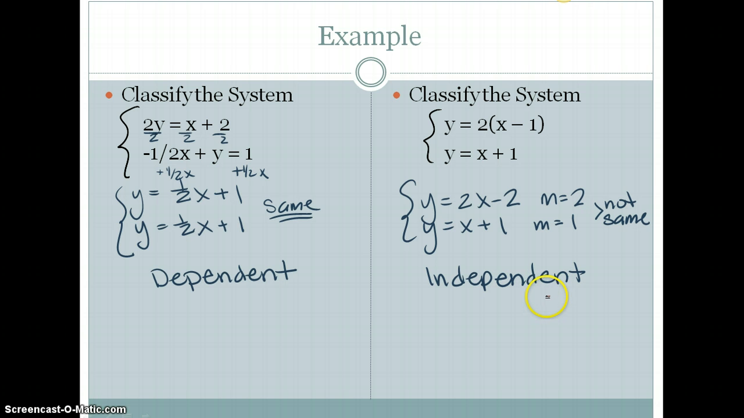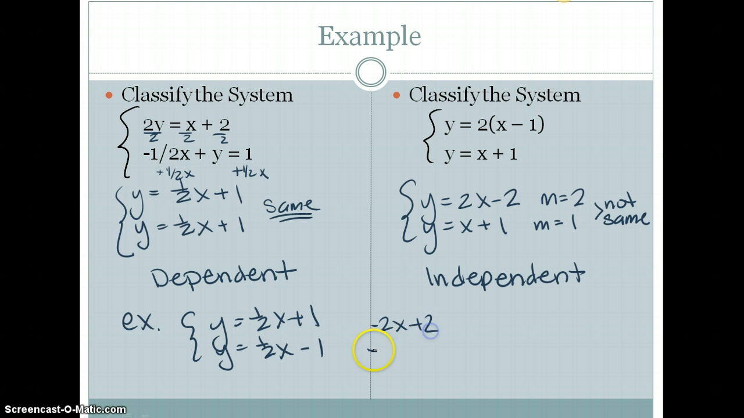An example of inconsistent would be if your slopes are the same, but your y-intercepts are not. From your quiz today, negative 2x plus 2 and negative 2x minus 2 was an example of one that would be inconsistent because it produced parallel lines and thus no solution.